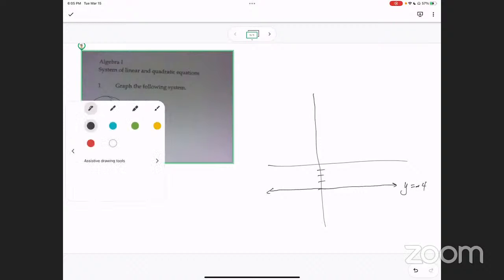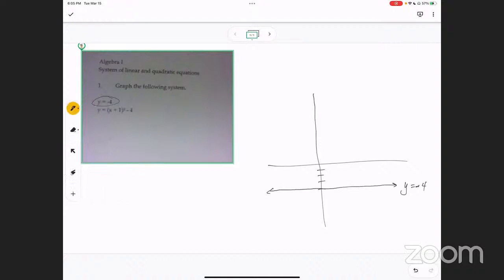Do you recognize what kind of graph this is going to be? Quadratic. Yeah, it's going to be quadratic. And what form is that in right now? Vertex form. Good job. And what's the vertex? -1, -4. Let's go. -1, -4 is the vertex. Oh, wow. How about that? It's right on my line.